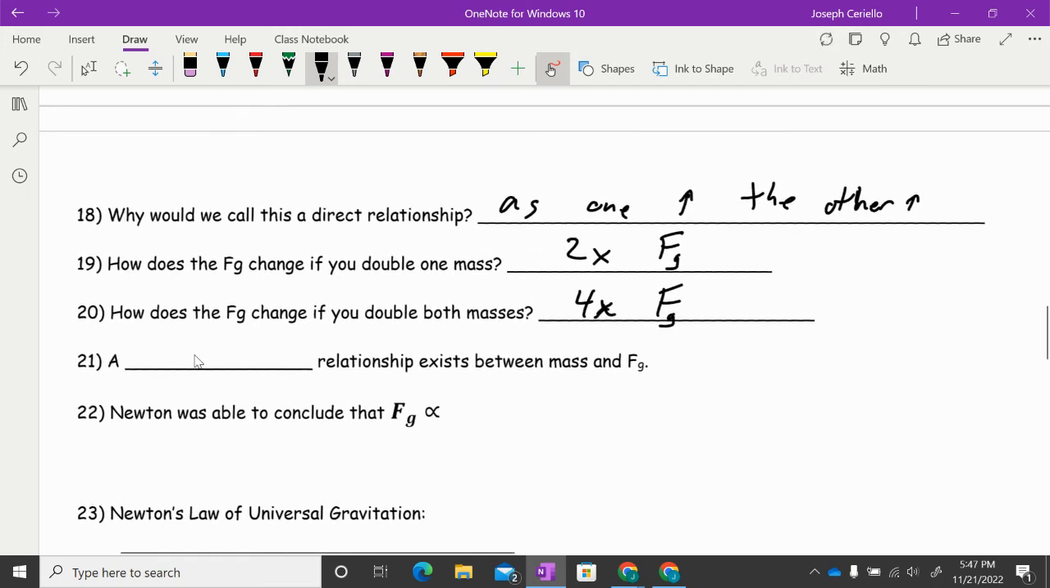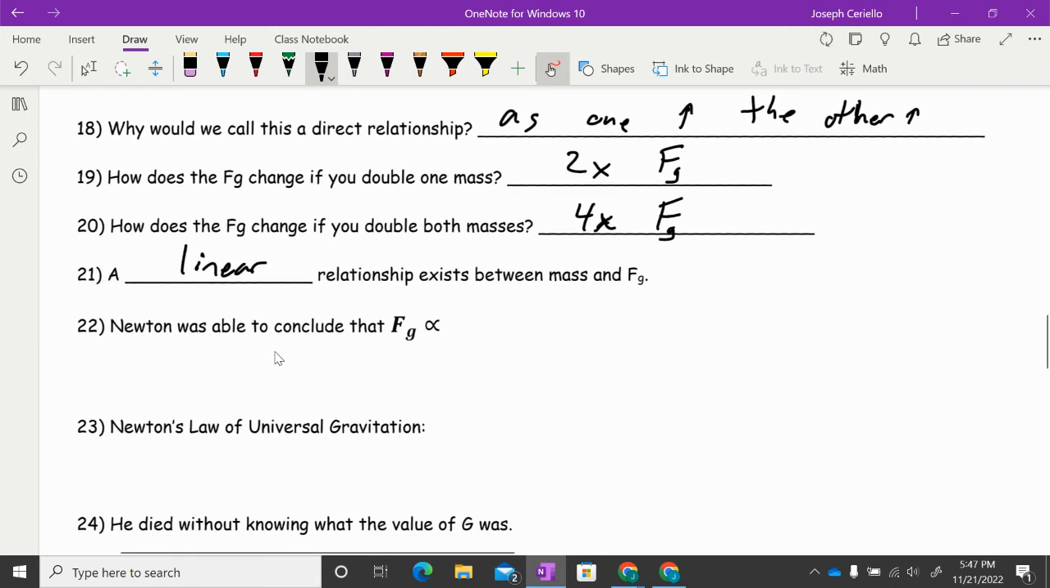So this is a linear relationship. As one goes up, the other one goes up right with it. So Fg, Newton said, was proportional to m1 times m2. If you're not changing m2, then if you double m1, you double Fg. But if you're changing both of them, it's proportional to both of them.